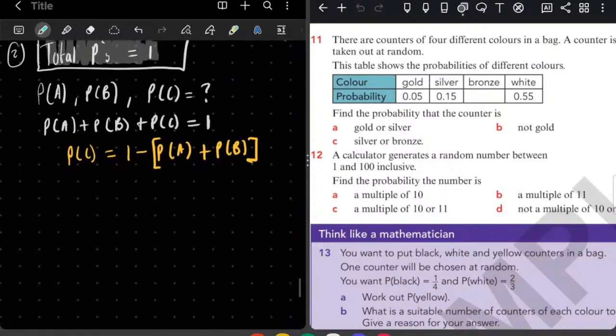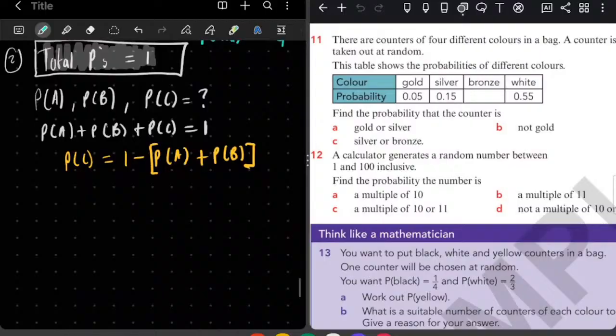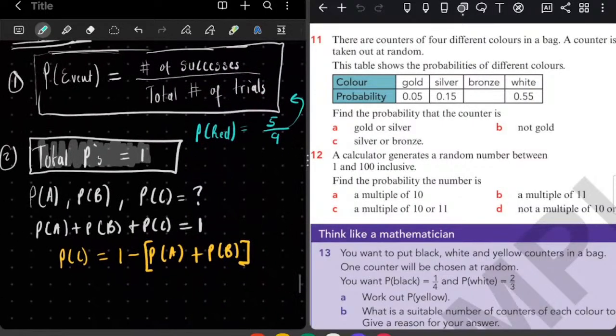Then this second one. So the first one, when do we use the first one? When we have the numbers of things. Right?